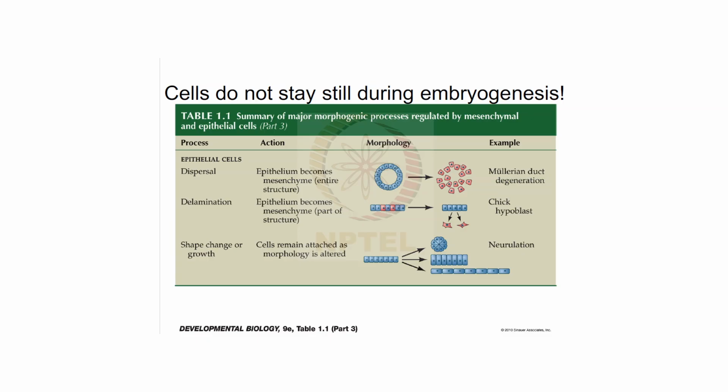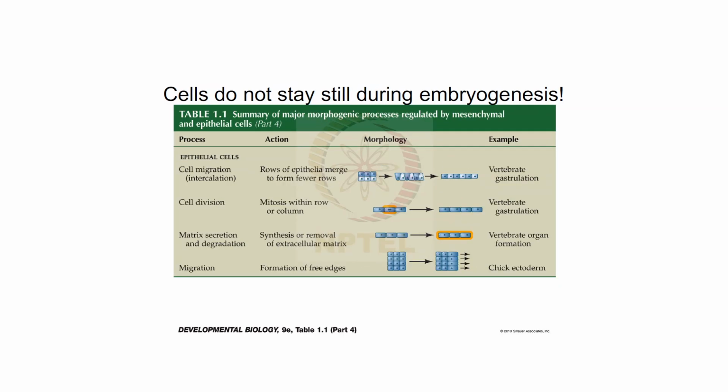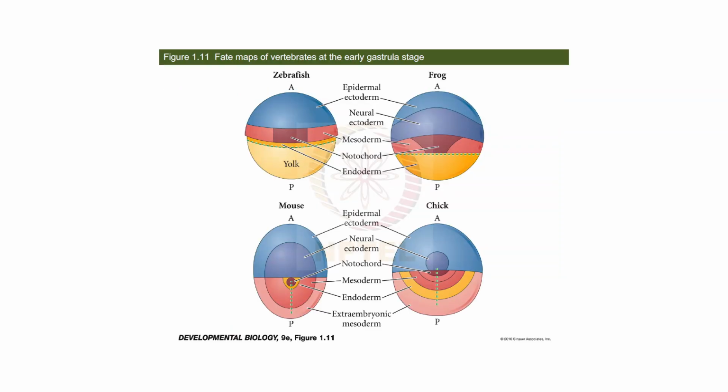The epithelial cell, again, can undergo dispersal, delamination, and it can undergo shape change or growth. So again it will form different kinds of things. It can get involved in the neural part, it can get involved in the gut, it can get involved in whatever part it is required, according to the process it is undergoing.